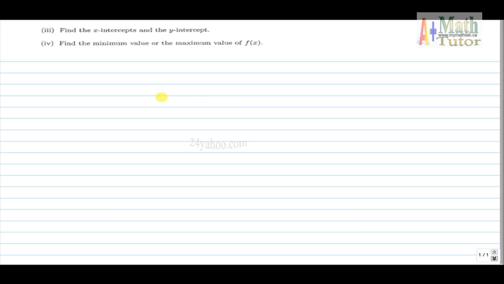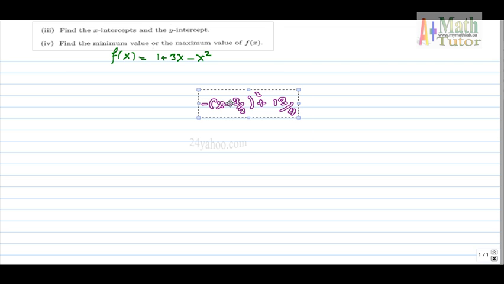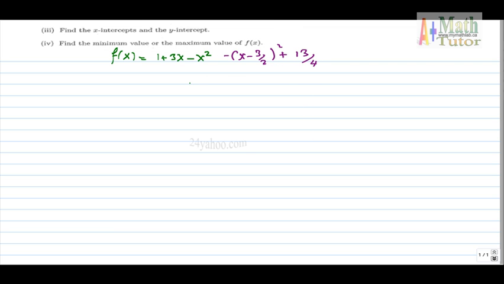Number 2, part 3 and 4. Find the x and y intercepts and then find the minimum value, the maximum value of the function f of x. Let us recall first what is f of x. So we know, given that f of x equals 1 plus 3x minus x squared, and in standard form it looks as minus x minus 3 over 2 all squared plus 13 over 4.